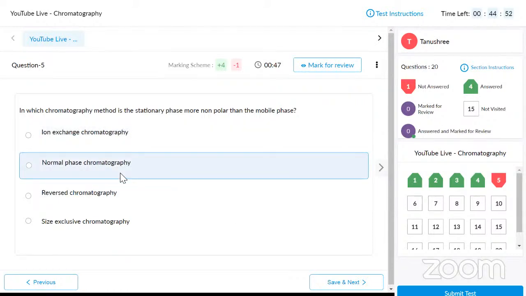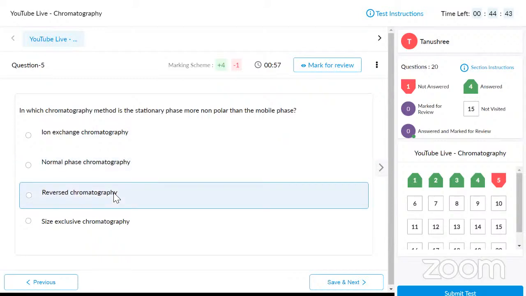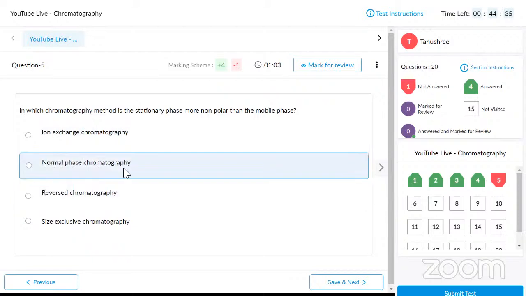Next option is normal phase chromatography. As the name suggests, in normal phase chromatography, we have a polar stationary phase. And in reversed phase chromatography, which is our third option, we have a non-polar stationary phase and a polar mobile phase. So normal phase chromatography is not our answer. Why? Because the stationary phase is polar in normal phase. So normal phase chromatography is not our answer.